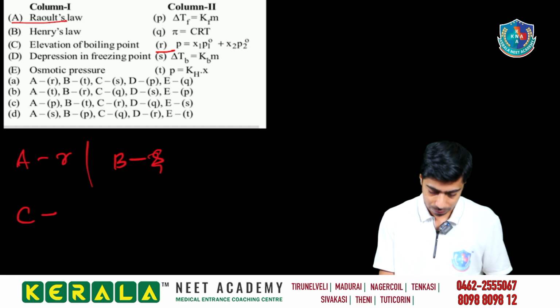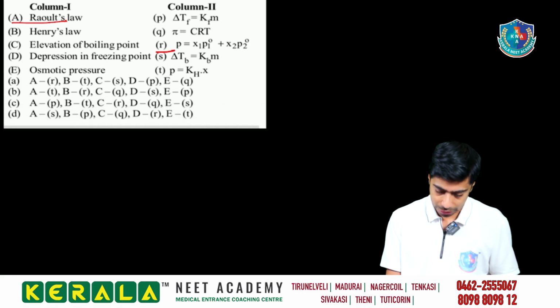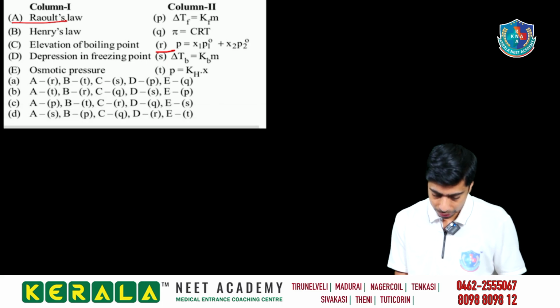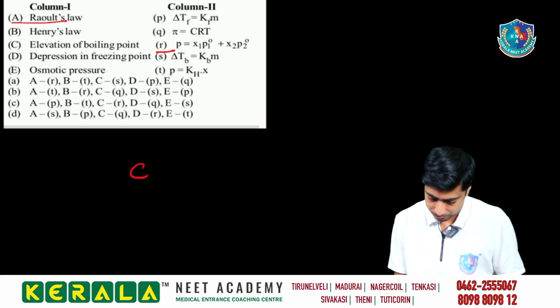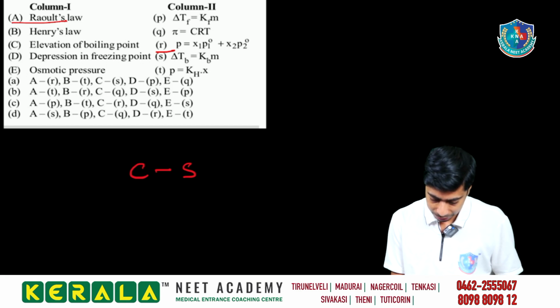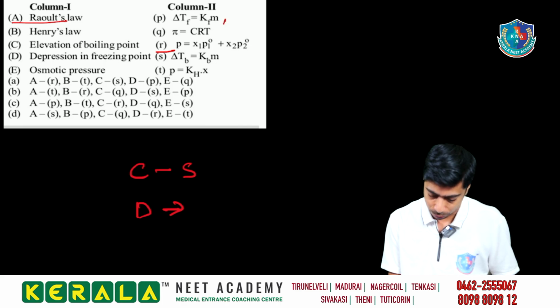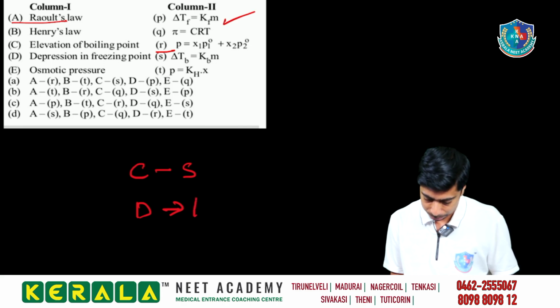One minute, I think I made a mistake. So here, elevation in boiling point, delta TB is equal to KB into M, so C matches with S. Then depression in freezing point, D. D matches with P. Delta TF is equal to KF into M. Then osmotic pressure pi will be equal to CRT. So E matches with Q.